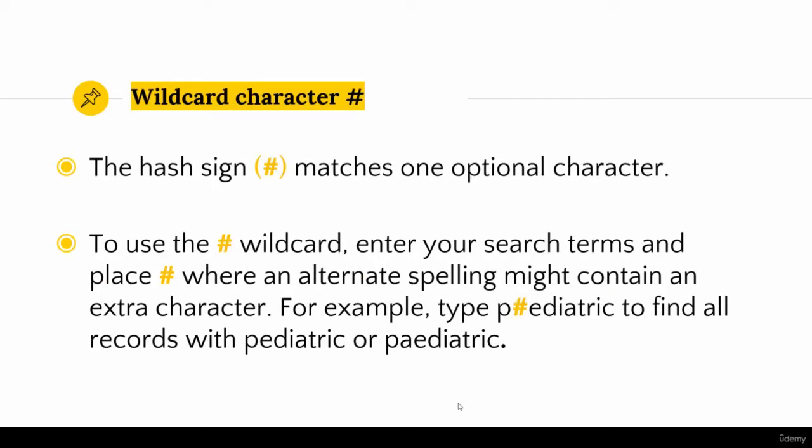Another option available to you is the wildcard character represented by the hash sign, which matches one optional character. Now, to use this, as in the example on the screen, you can enter your search terms and place the hashtag where there is an alternate spelling which might contain an extra character. And this can be very useful for variations in spelling, for example the US and UK variations of pediatric, and allows you to find both of those terms without having to enter both of them in your searches.